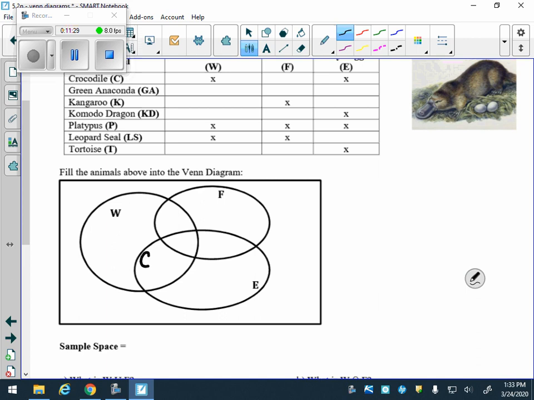Green anaconda has nothing, so you would put it on the outside. A kangaroo only has fur, so that goes here. A Komodo dragon only lays eggs. Okay, a platypus has all 3 characteristics, so it goes where all 3 circles overlap. A leopard seal has webbed feet and fur. And a tortoise lays eggs only. Okay, so here is your complete Venn diagram with the initials.